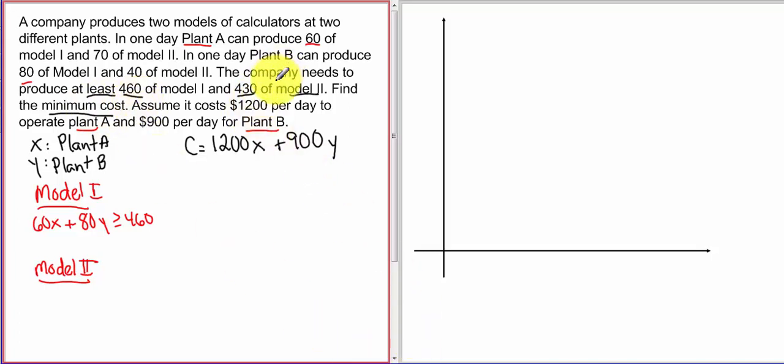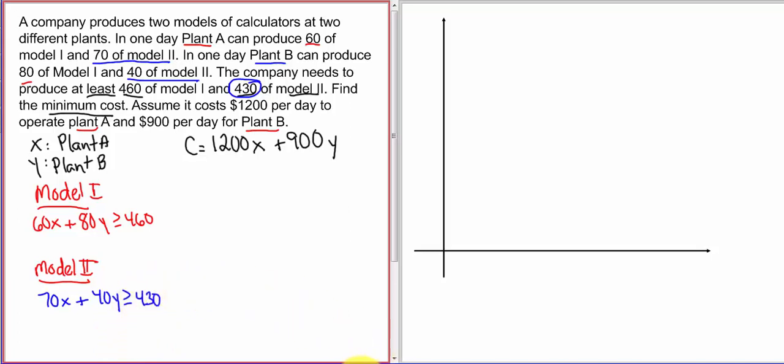Now the other one, Model 2. Plant A can do 70 of Model 2, so 70 times the number of days. Then Plant B can do 40 of Model 2, so plus 40y, greater than or equal to 430.